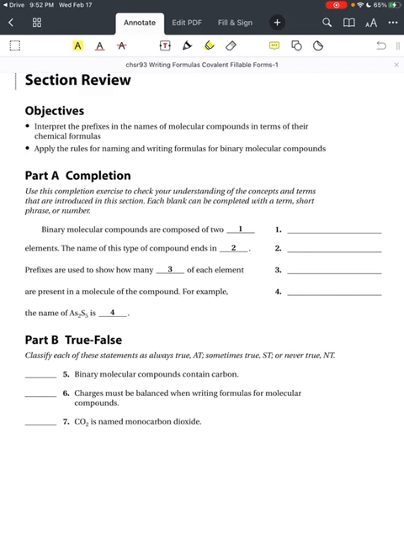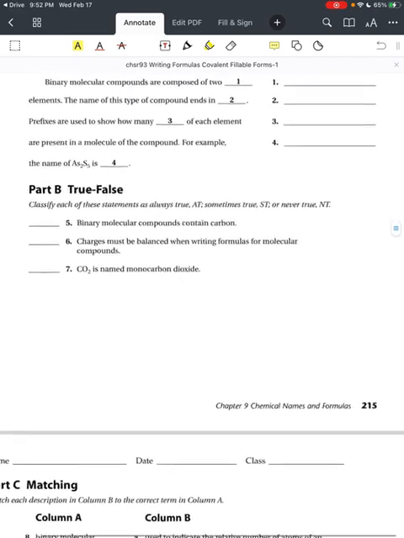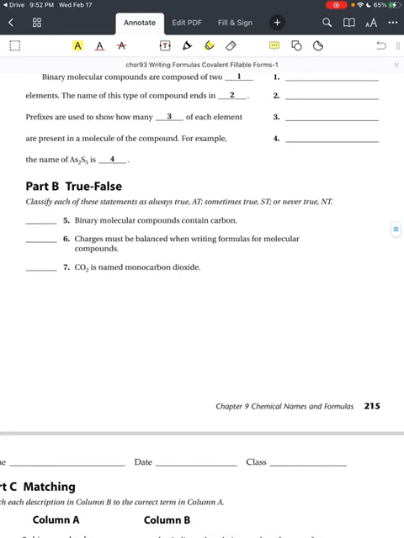Prefixes are used to show how many atoms, so number 3 is atoms, of each element are present in a molecule. For example, the name of As2S5 would be called diarsenic pentasulfide. Diarsenic pentasulfide. Now in the true-false, I have 3 conditional true-false here.